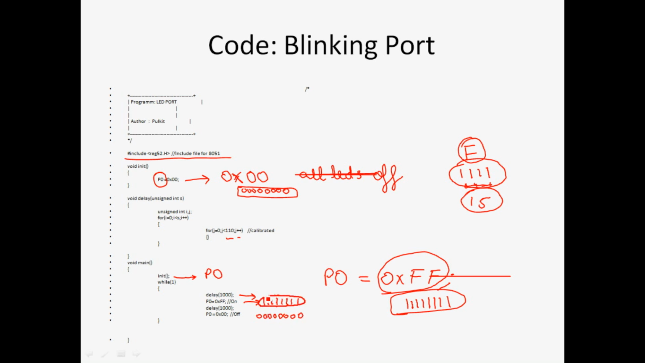Now what exactly is happening is that between the 1 second delays, all the pins of port 0 are switching from 1 to 0 and 0 to 1. So in this way we get a blinking pattern on port 0, and our LEDs connected to that port blink with an interval of 1 second.